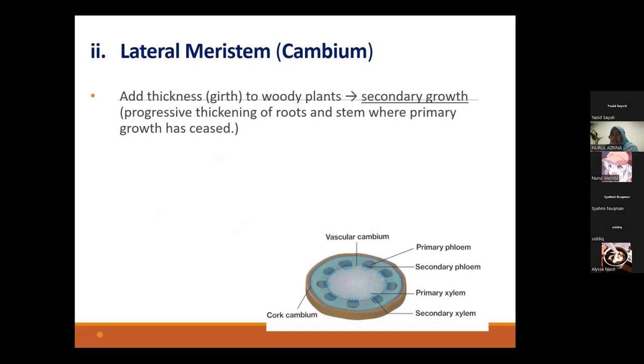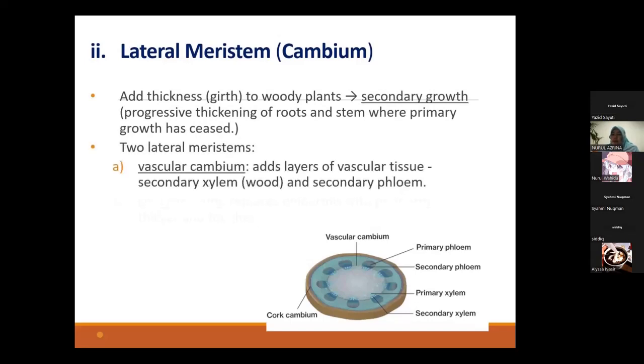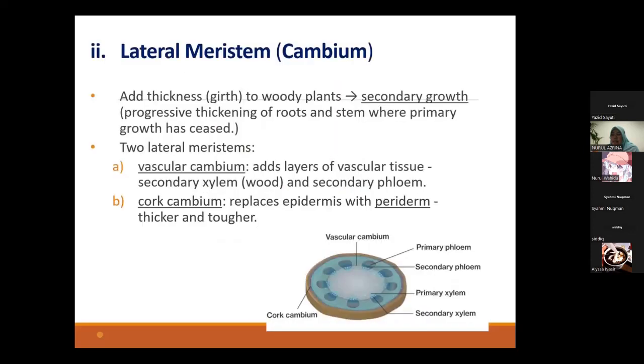Okay, next let's focus on the second type of meristem, which is lateral meristem, or we call as cambium. Tadi apical meristem. Now go to lateral meristem. So remember, lateral meristem is responsible to add girth or thickness to the woody plant. So this is what I call secondary growth. There are two lateral meristems, vascular cambium and also cork cambium.